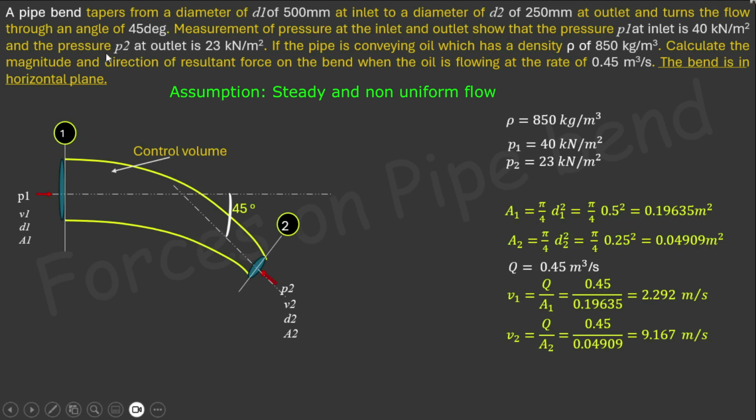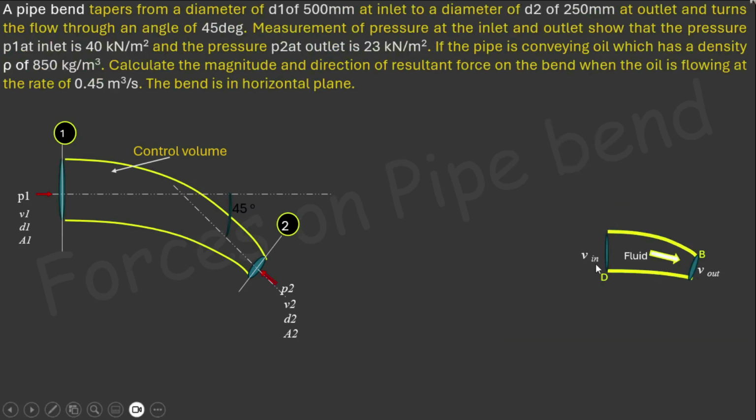It is asked to determine the magnitude and direction of the resultant force on the bend, and the fluid is in motion. So there is a change of momentum and a corresponding force. This is the schematic sketch. The mass per unit time entering the control volume is m equals rho into Q. Rho is given as 850 kg per meter cube and Q is given as 0.45 meter cube per second. So mass can be calculated.